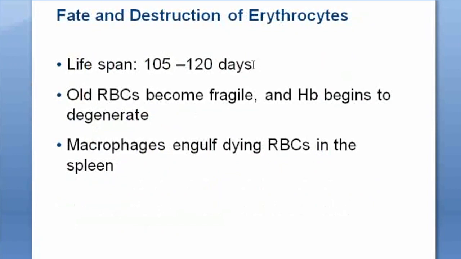Red blood cells live, on average, 105 to 120 days, 3 to 4 months-ish. We talked about how they degenerate, and they're really made to be destroyed or break down in the spleen because there are macrophages. What are those? Monocytes that live in the spleen that gobble up red blood cells.